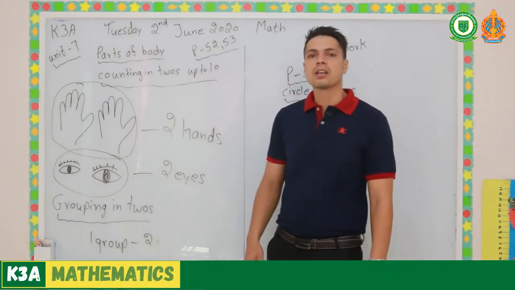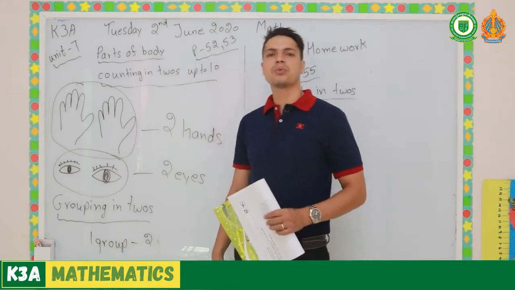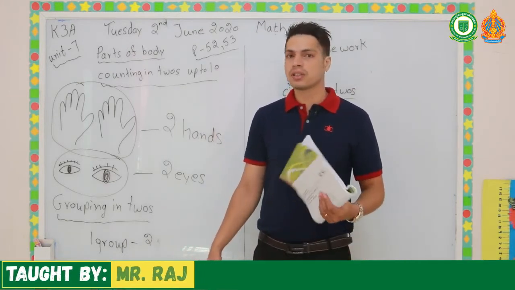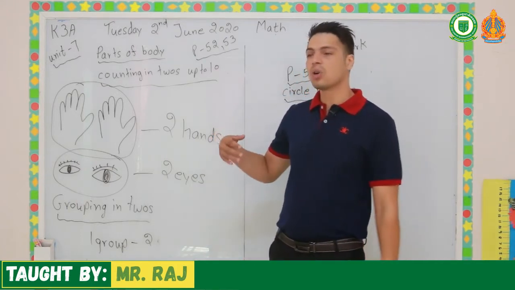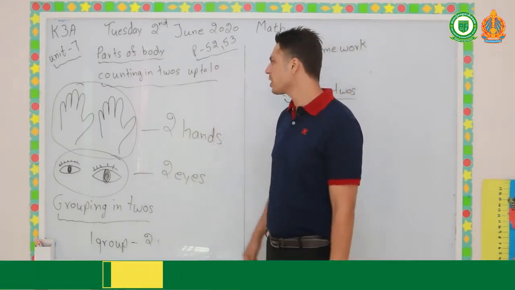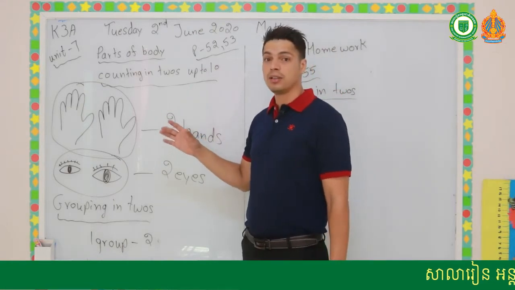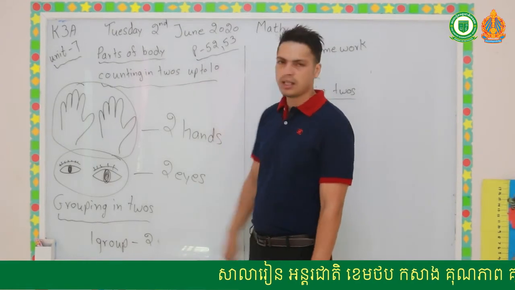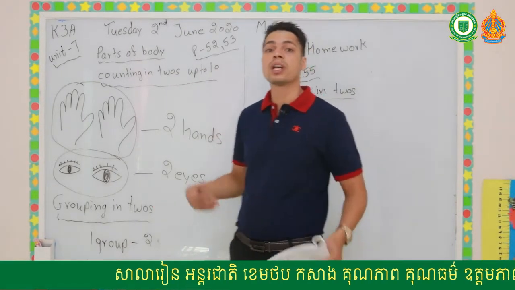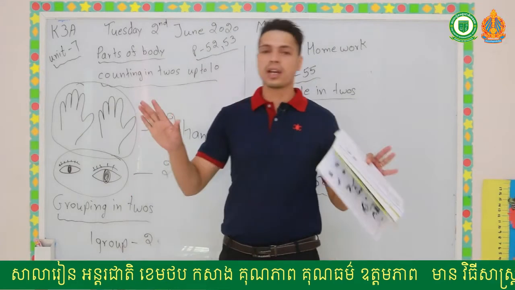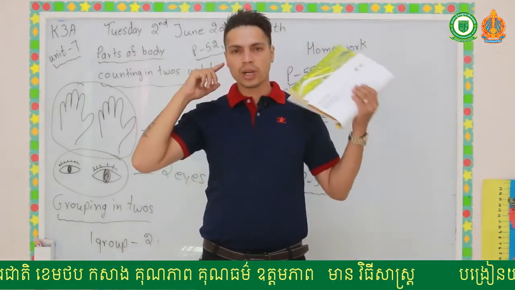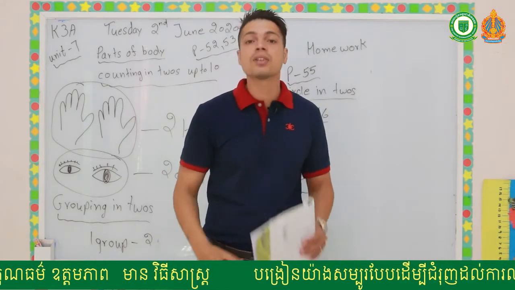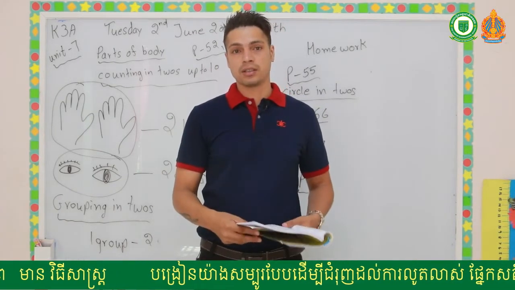Hello students, welcome back to our third and last video for today's class. So as you know, third video is always about homework. So before I give you homework, I would like to explain one more time. So today we are learning about parts of body counting in 2s up to 10. Like which parts of the body we have in 2s, like 2 hands, 2 eyes, 2 ears, 2 arms, 2 shoulders, 2 legs and 2 feet. Okay.